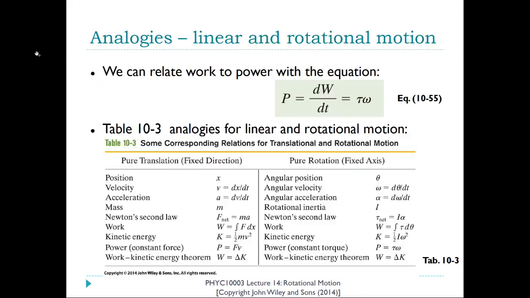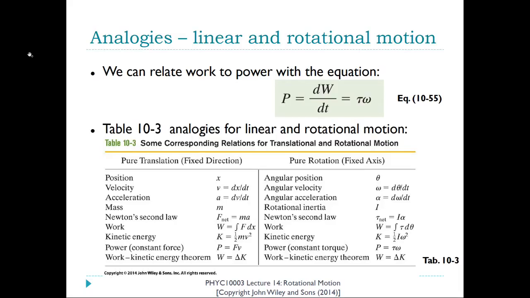Now, from the last lecture, at the very end, we related our power-work relationship, knowing that power is the change in work over time, which itself is a change in energy over time. So we looked at that in terms of tau times the rotational velocity. And of course, we gave a full list of all the analogies for looking at linear versus rotational motion.